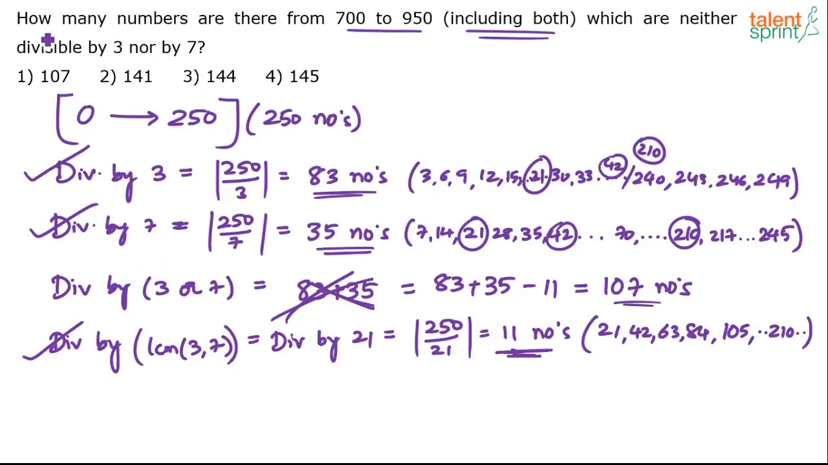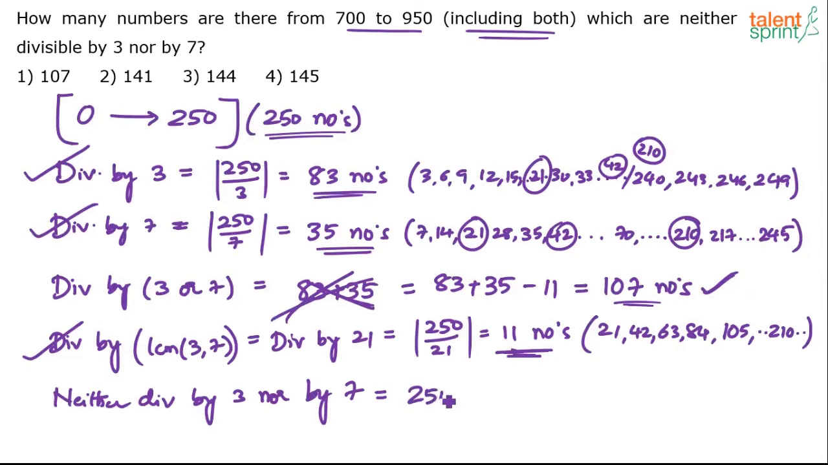But then understand, the question is how many numbers are there in the range, whatever the range is, which are neither divisible by 3 nor by 7. How will you get that? Total there are 250 numbers. From these 250 numbers, from 0 to 250, we have found that 107 are either divisible by 3 or 7. So from 250 numbers, if I subtract these 107 numbers, I'll get the rest, which are neither divisible by 3 nor by 7. Remaining all are not divisible by 3 or 7, right?